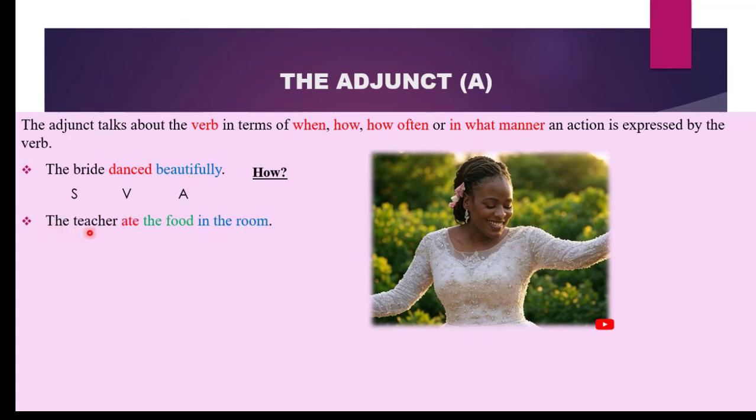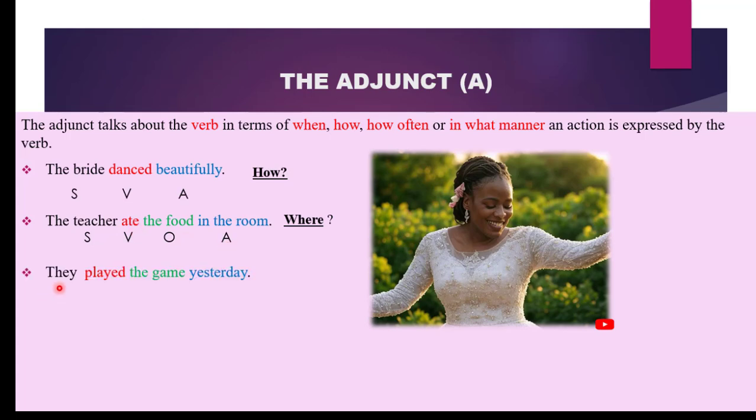Another sentence, the teacher ate the food in the room. We have the teacher as our subject, ate as our verb, the food as our object that was eaten. But what information is this prepositional phrase giving? It is telling us where the action took place. We have the sentence pattern SVO, and then since this is giving us extra information about where the action occurred, we will call it the adjunct.